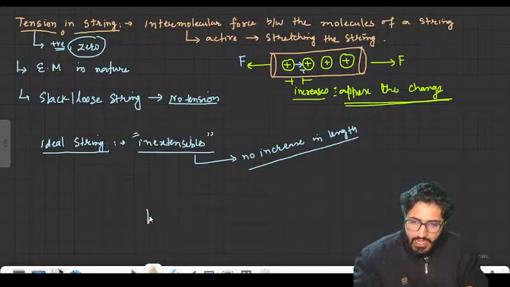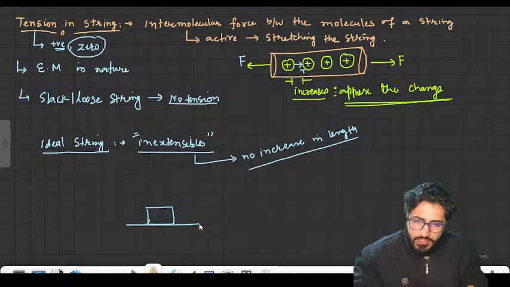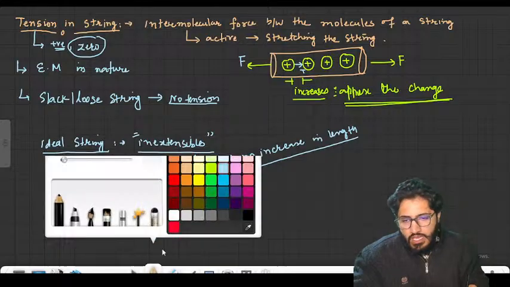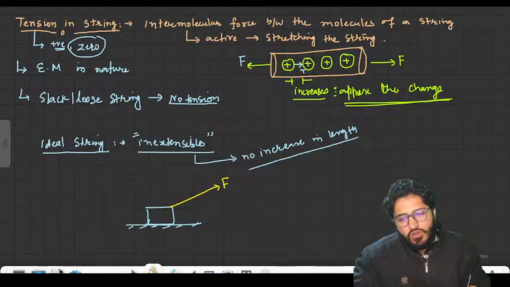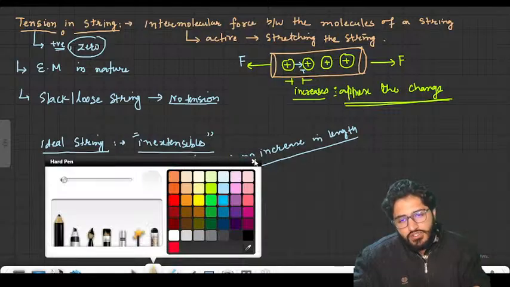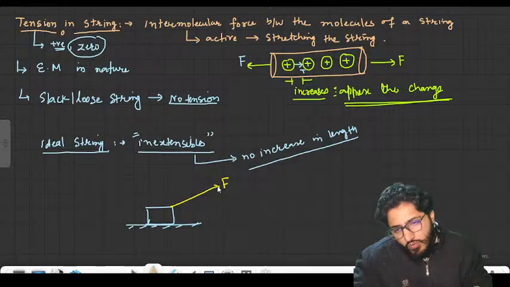Suppose we have a box. This is my box, and we are pulling the box with some force F. So write the direction of tension. Look now, for this particular point, the force is in one direction, so the tension will be opposite, here. Now for this particular point, my tension will be like this. Why? Because tension will oppose the force, that's why it will be opposite to the force.